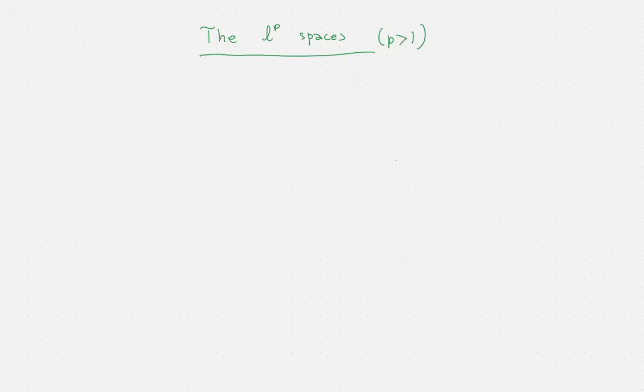And again, the difficulty will be just to show that it's complete, but this is done pretty much in exactly the same way as we did for the L1 space. So we will just give the outline and leave some of the details, but let's get started.